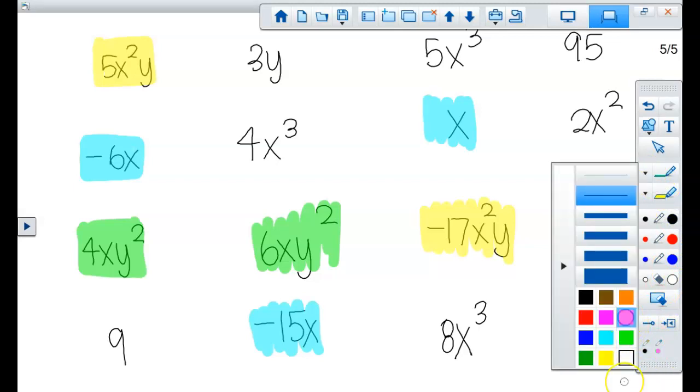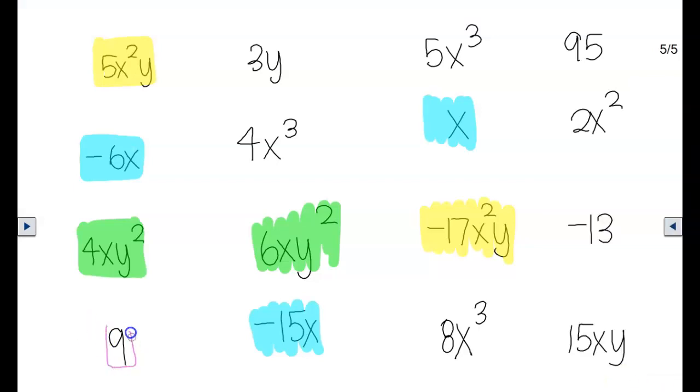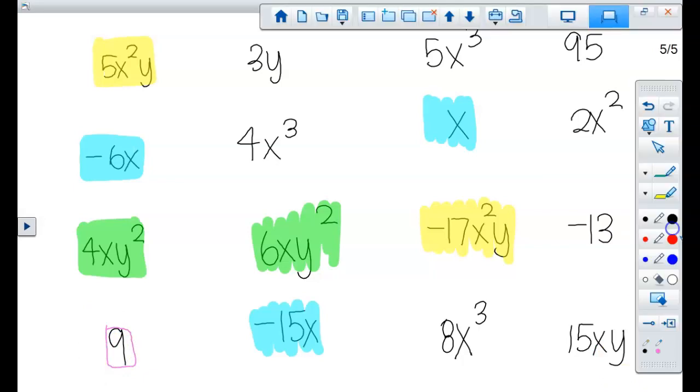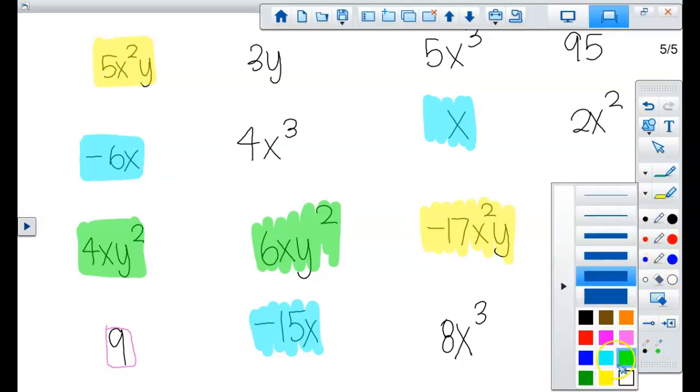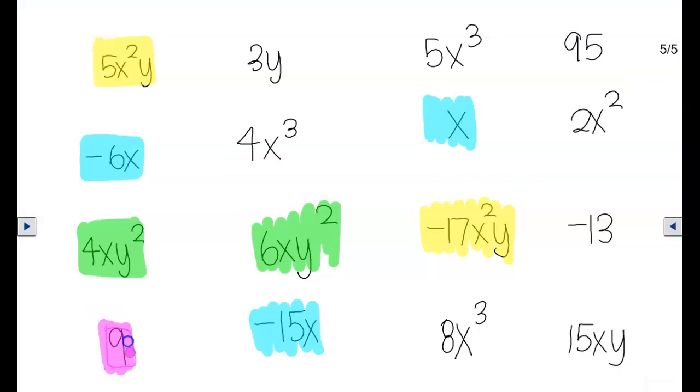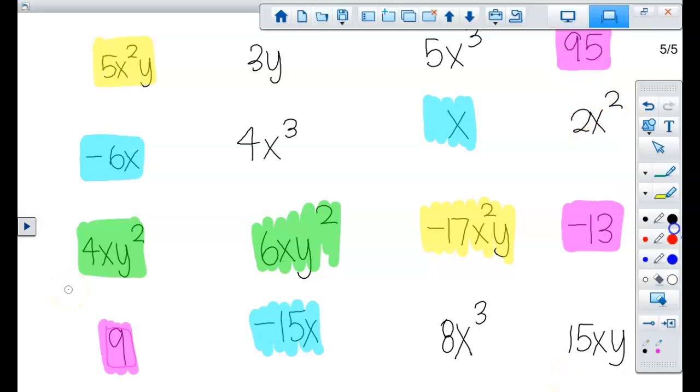Next up, we've got a 9. Whoops, it's not a highlighter. Let's try that again. We have a 9. Now notice that 9 has no last name at all. So like terms for him will have to have no last name. So negative 13 has no last name, and 95 has no last name. So those three would be like terms.